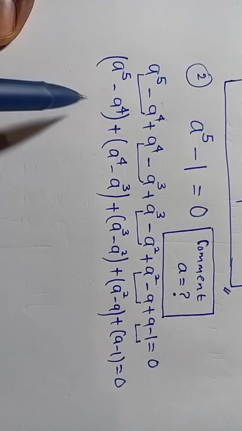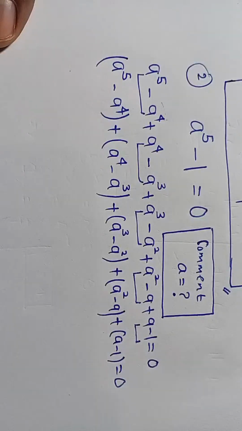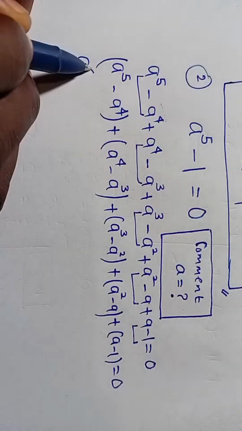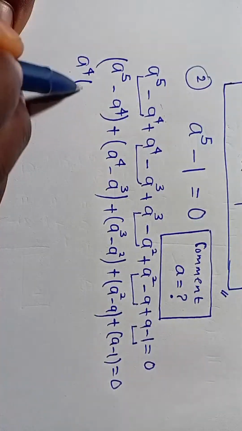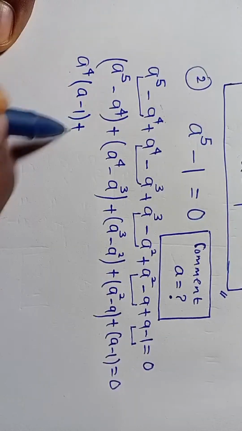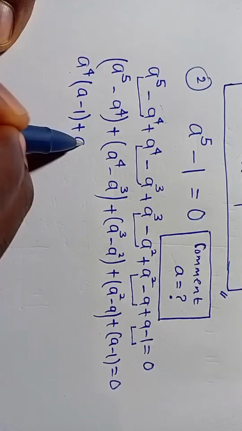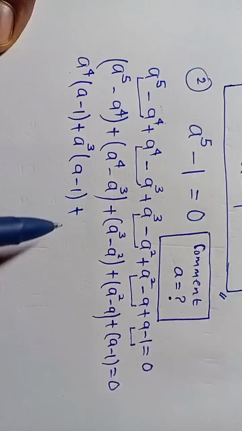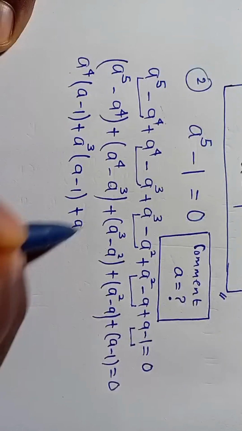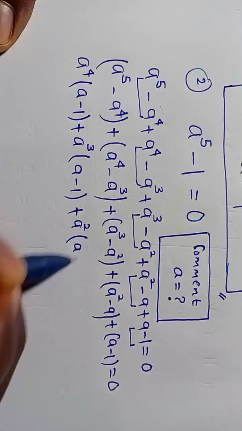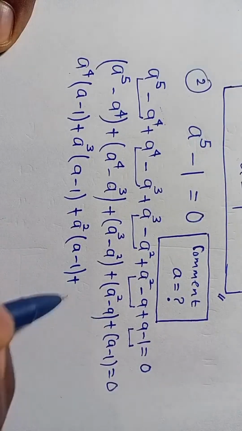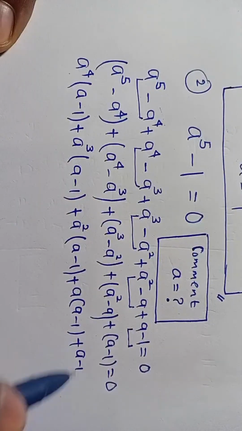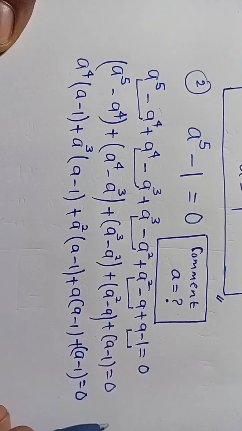Now, what is common between this and this is A to the power of 4. Factor it out. Here will be A to the power of 4. This divided by this will be A minus 1. What is common between this is A to the power of 3. Factor this, it will be A minus 1. What is common between this is A to the power of 2. Factor it out, here will be A minus 1. A is common, factor it out, here will be A minus 1, then plus A minus 1. Everything equals 0.